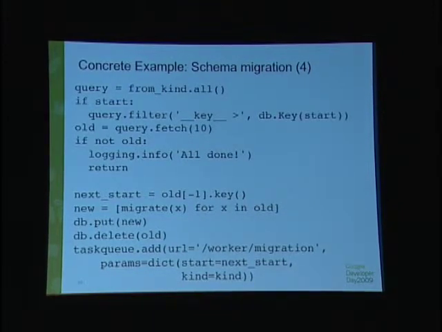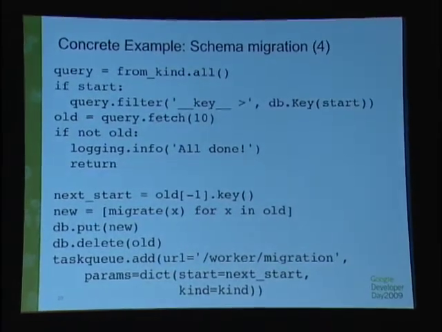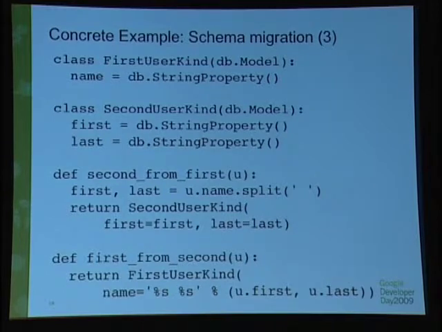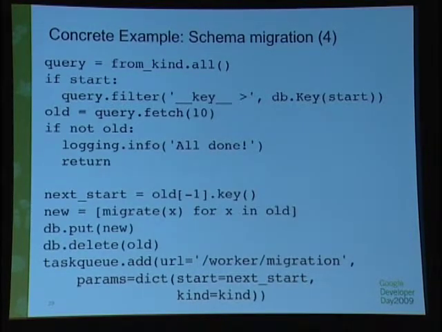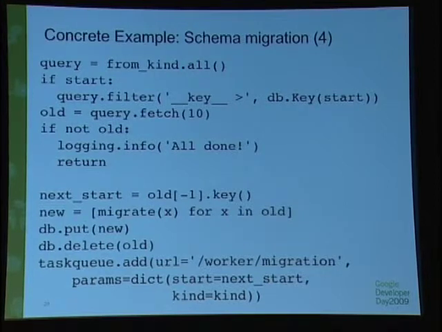So this is my request handler. At the top, I do a query. The from kind being either the first model, the first user kind, or the second user kind. Those are my two, so I'm going to say first and second. So I do a query for the kind I'm trying to migrate from. And if I have an offset position, I'll get back to this, the if start, I'll get back to.